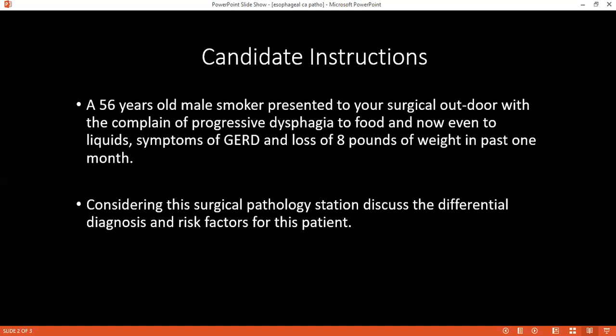Ma'am, first I would like to investigate the case after discussing with my consultant. First, I'll take the history and confirm. I would carry out investigations, discuss with my consultant and proceed further; the specific investigations would be endoscopy, followed by endoscopic ultrasonography, and if any lesion is found, I would like to perform a biopsy.